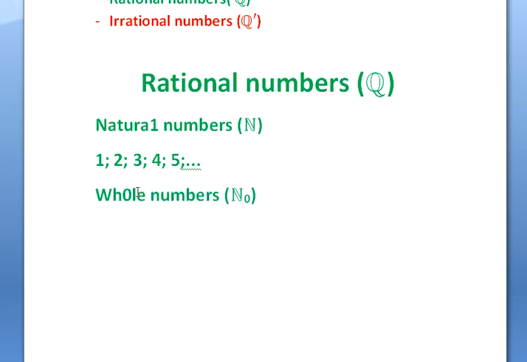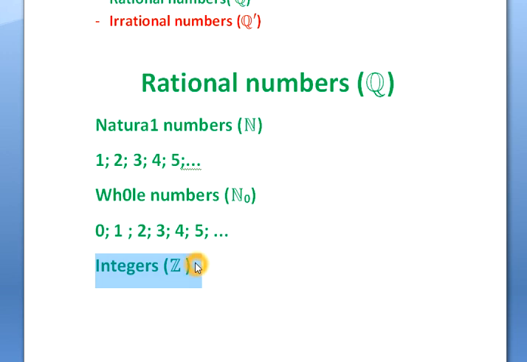Again, please pay attention to the way whole is written. You have 0 there. This means that whole numbers are natural numbers that start with 0. The 3 dots are for the same reason as before. And lastly, we've got integers. Integers are numbers from negative to positive or from positive to negative without a decimal.